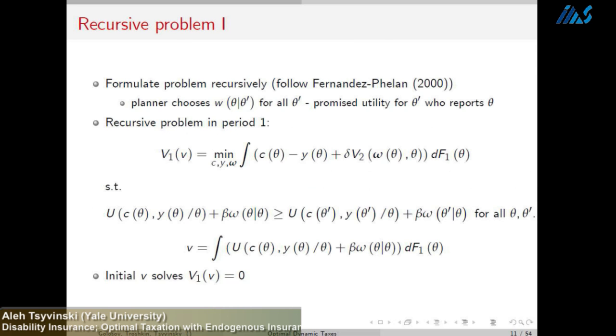Okay, so let me talk about how Fernandez and Phelan write it recursively, and then I'm going to simplify the recursive formulation using the envelope theorems. Let me start with the problem at t equal to 1. It's the easiest part. In t equal to 1, there is promised utility v. There were no types before, no type realization before. And this is the utility of consumption you get today plus the promised utility, and this is your probability distribution over each different type.